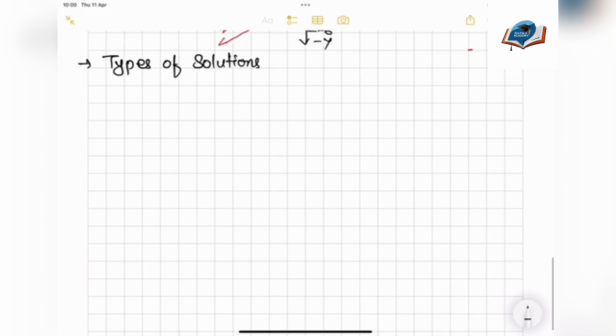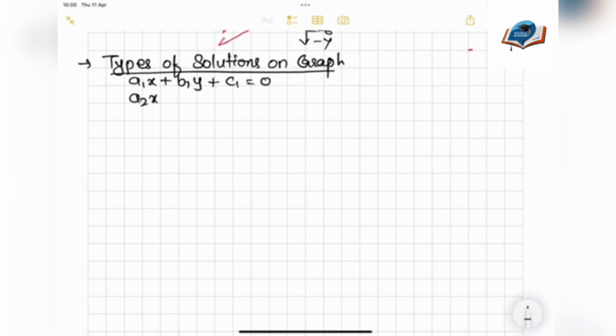now let us do types of solution with graphs. So types of solution, and here also I am talking about graphs only. Here we basically have three patterns, so let us discuss all of them turn by turn. I am writing two pairs of equations: a1x + b1y + c1 = 0, and second is a2x + b2y + c2 = 0.